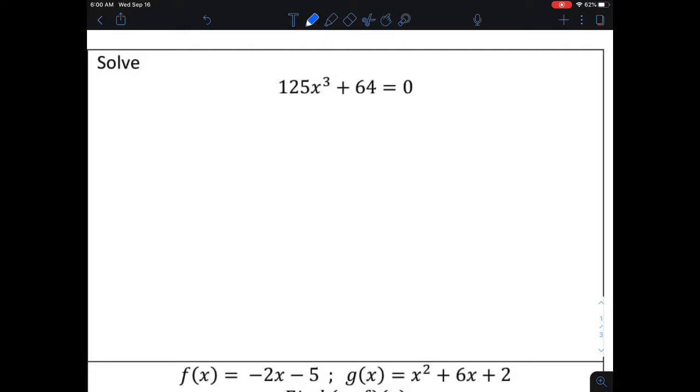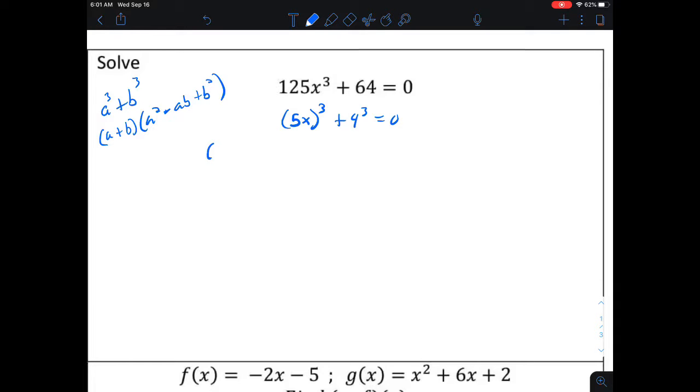125x to the third plus 64 is equal to 0. So we want to solve this. We want to find all solutions, real and complex. This is going to be a sum of cubes problem. I see two perfect cubes adding together. I can factor the sum of cubes to a plus b times a squared minus ab plus b squared. Now we need to rewrite the 125x to the third as 5x being cubed. 64 is 4 being cubed. So that way you see what a is and what b is.